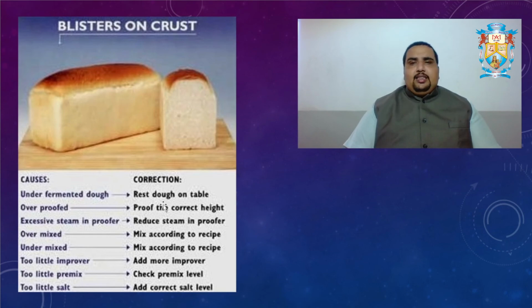Then overmixing, that is, yes, mixing of the dough. Undermixing, obviously, if you don't mix the dough properly. Too little improver, if you don't add proper improvers. Next point is too little premix, that is adding of salt, sugar and other items. Then too little salt. Yes, again, if you add a smaller amount of salt, the yeast will keep on activating, as salt will not render the yeast inactive. So thus too little salt.